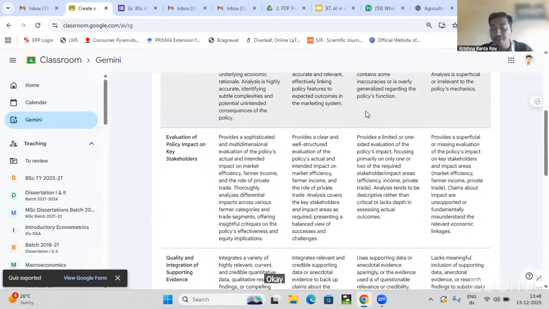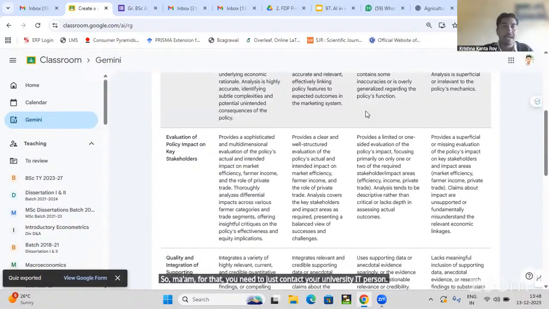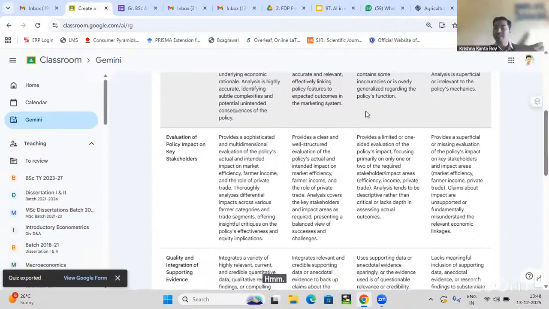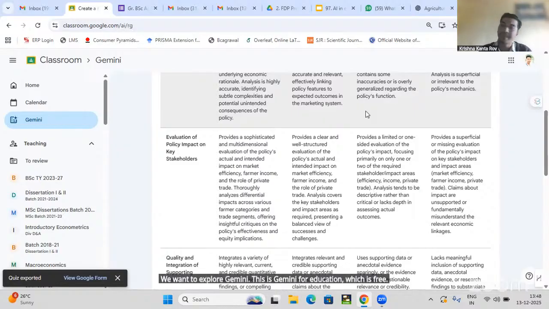Okay. So ma'am, for that you just need to contact your university IT person. Your university address will be something like university.ac.in or .edu. Tell them to give you some emails, and give some professors and teachers emails too. We want to explore Gemini. This is Gemini for Education, which is free. So you have to tell your IT support, ma'am. It does not require any extra cost.